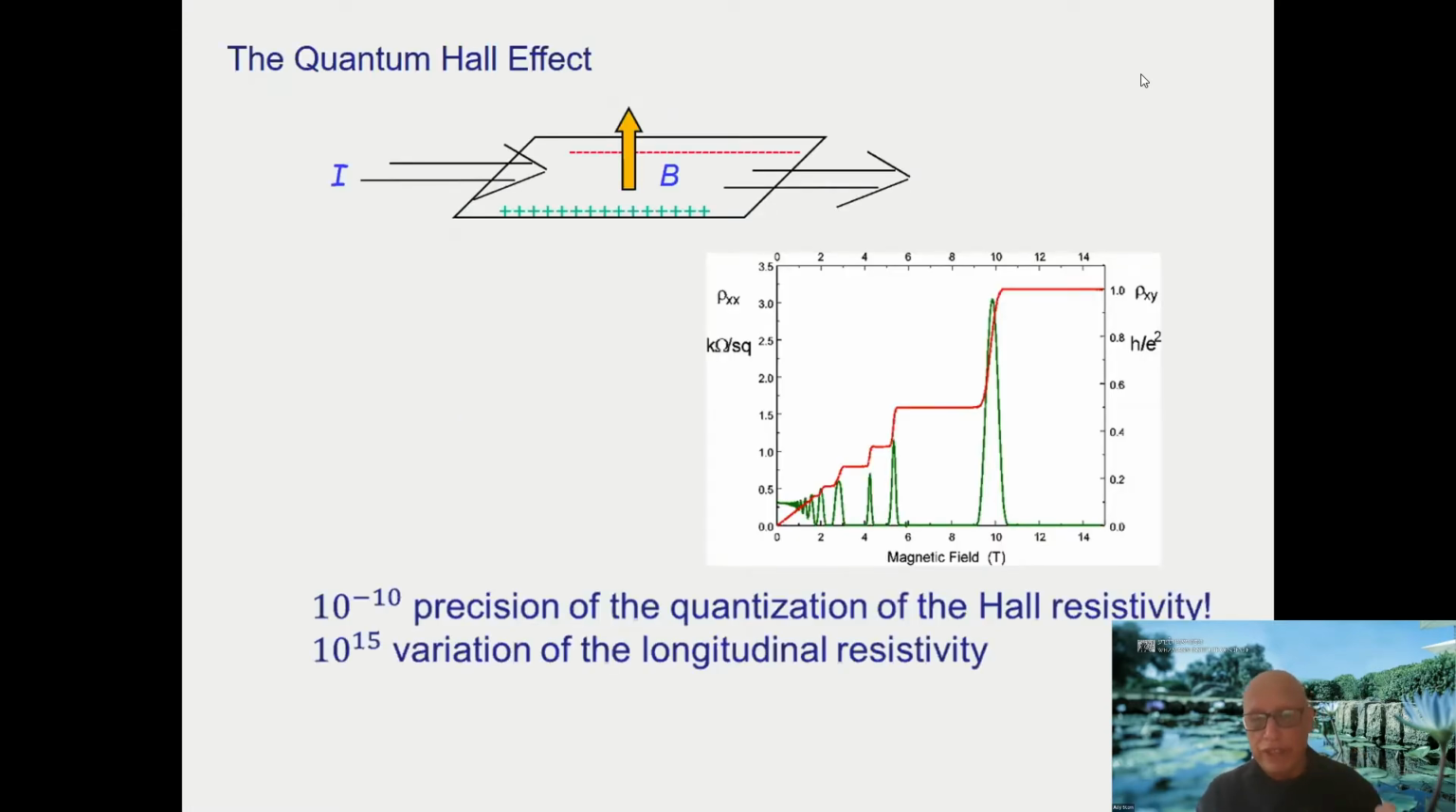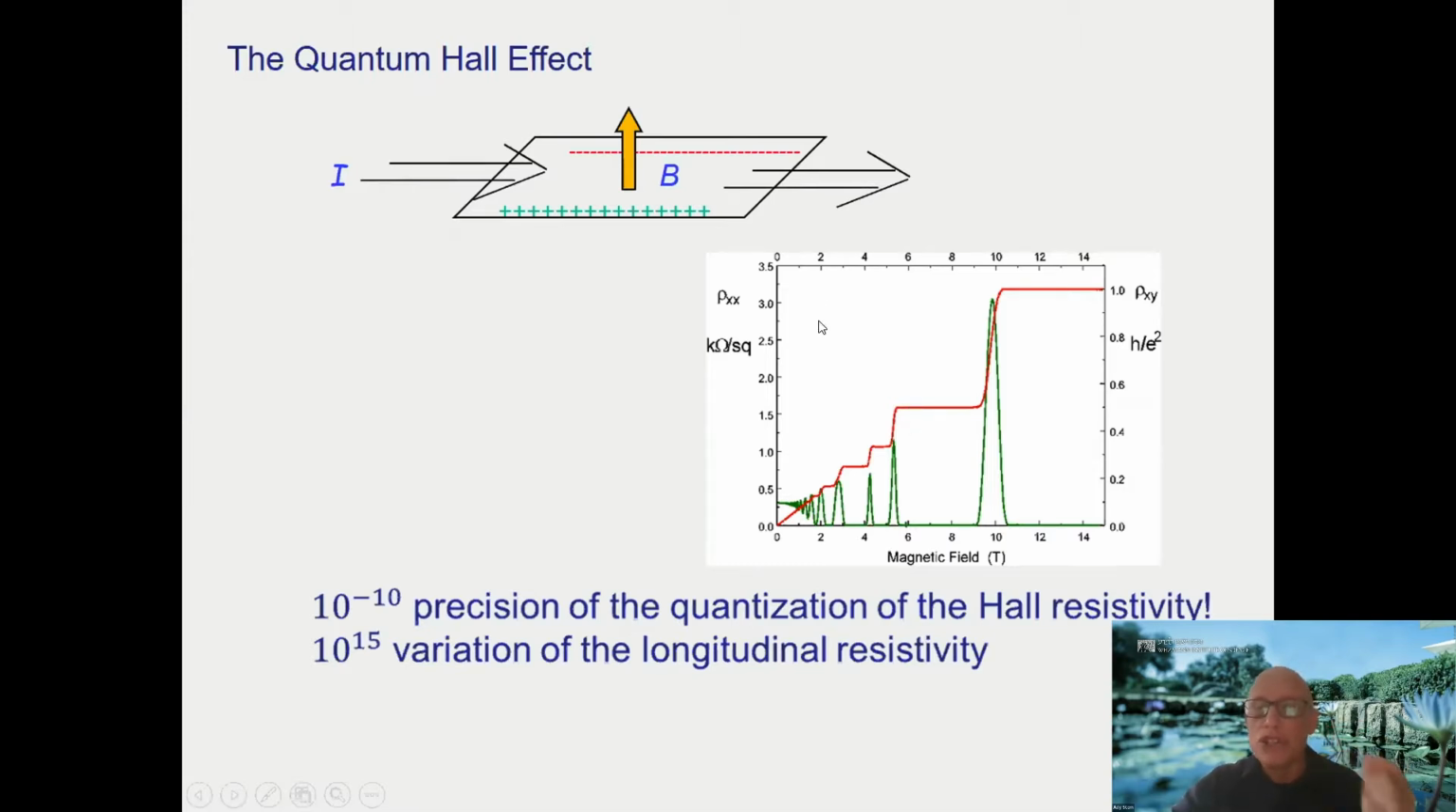It's called the quantum Hall effect. You look at the resistance when you push a current in this direction, and the sample is subjected to a magnetic field perpendicular to the sample, and it's two-dimensional. What you see is that the Hall resistivity, this red line, shows these steps, these plateaus, which are precise to about 1 part in 10 to the power 10. It's one of the most precise phenomena in physics.